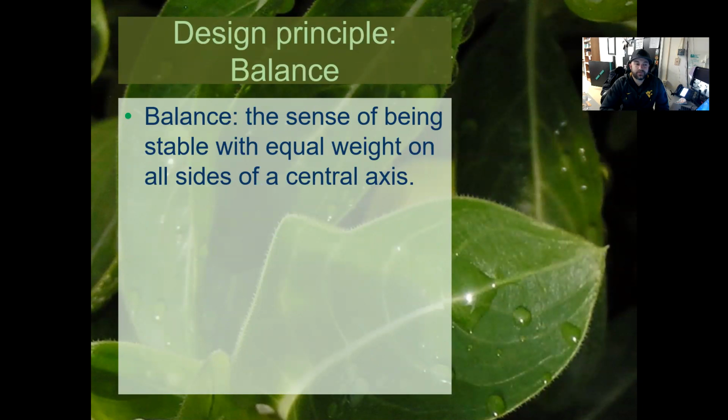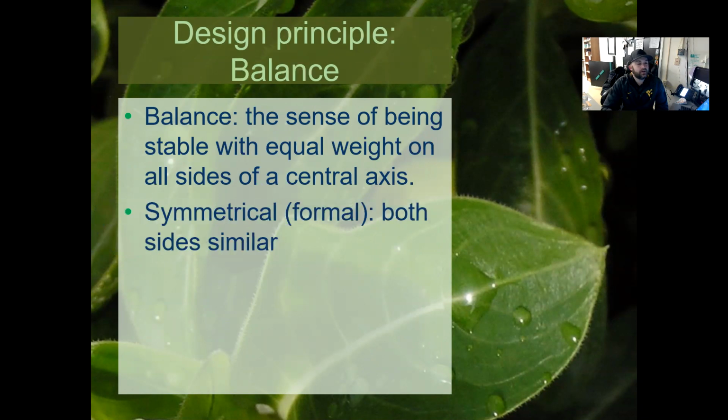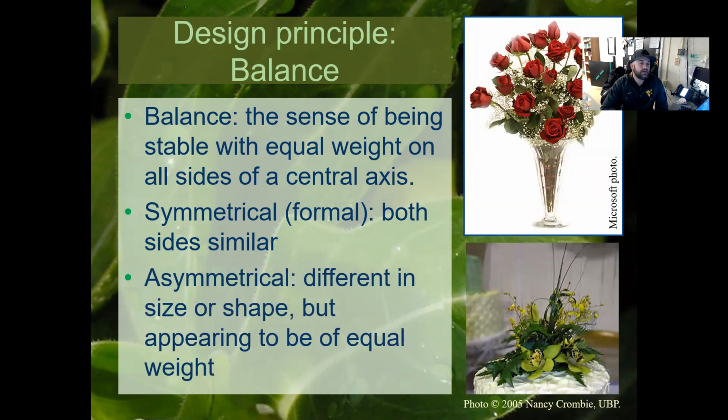We're going to start with balance. This is the sense of being stable with equal weight on all sides of a central axis. Symmetrical, which is formal, looks the same on both sides of that middle line. And asymmetrical is different in size and shape, but appearing to be equal weight. If we take a look at both images here, the top one is more symmetrical, because if you cut a line in the middle of that, it'll look the same on both sides.